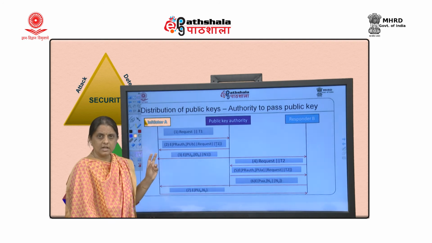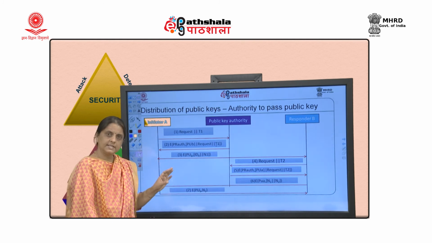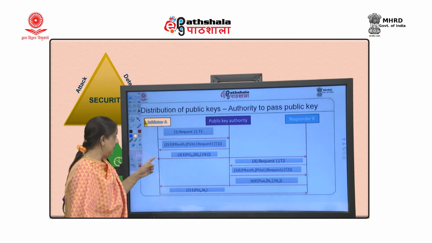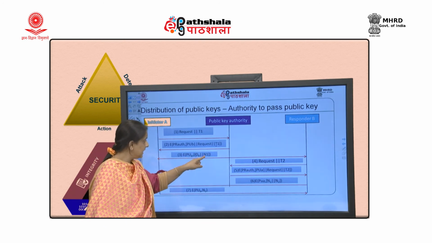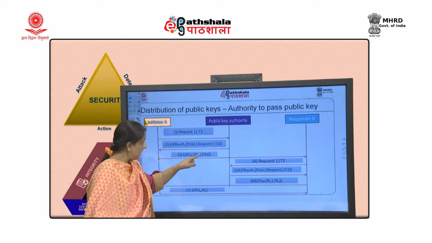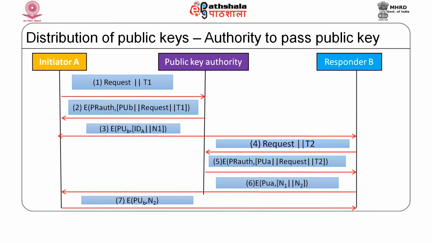Handshaking is done between A and B just to verify that A is talking to B and B is talking to A. So, what A did: A took its identity and one random number called N1 appended together, and now A has a public key of B. So, it encrypted the things with the public key of B.